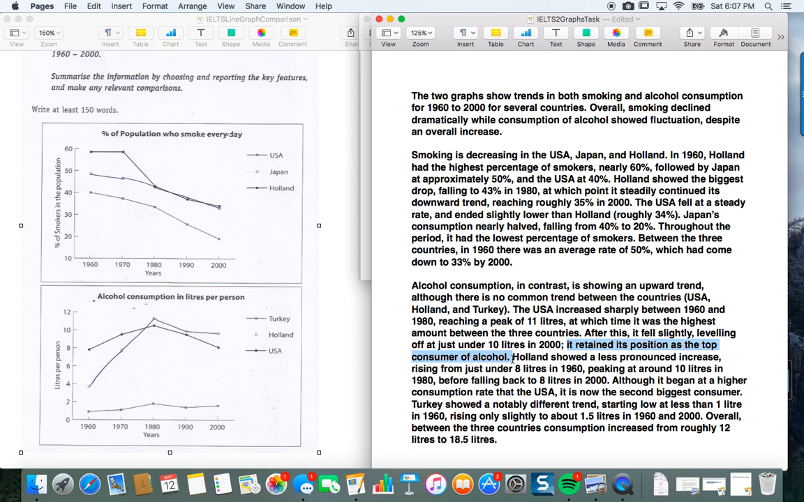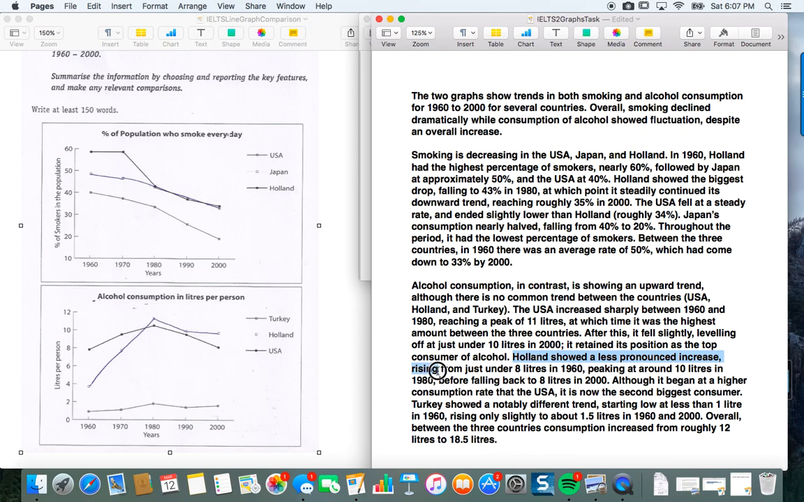Moving on to Holland, I've started with Holland, showed a less pronounced increase. So again, that's really nice to say less pronounced increase, so a smaller increase or a less obvious increase. Now that's really good because it links back to all of this. So the cohesion in this paragraph is strong. Holland showed a less pronounced increase.